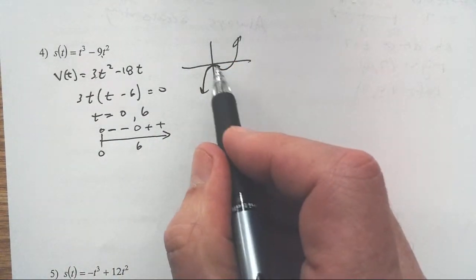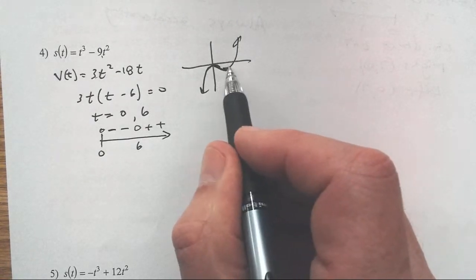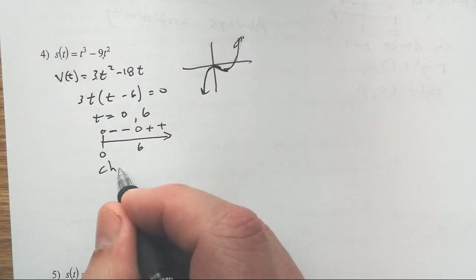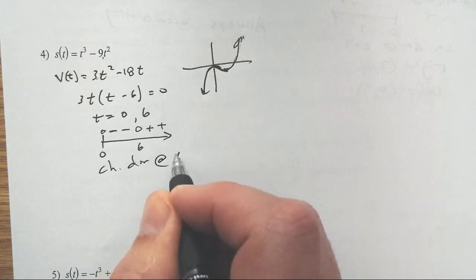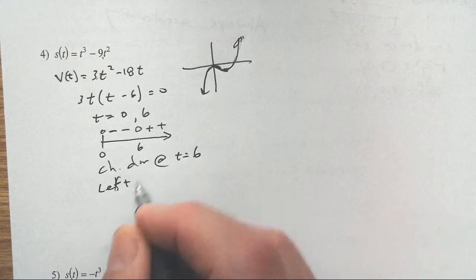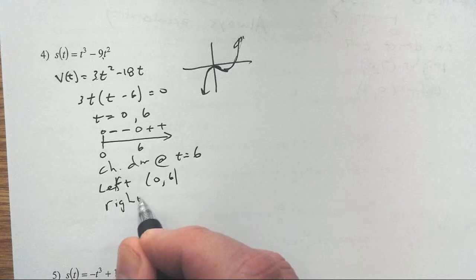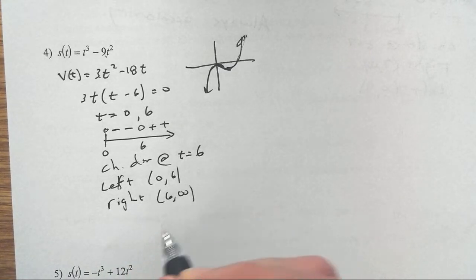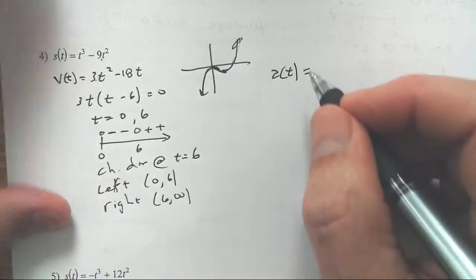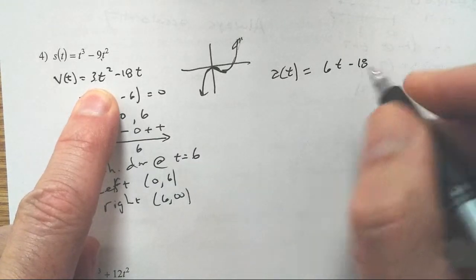Oh, so my squirrel goes left, which is represented by down, reducing position, and then my squirrel goes to the right. So therefore, the squirrel changes directions at t equals 6, moves left from t equals 0 to 6, and moves right from 6 to infinity. And acceleration, the derivative of velocity, is 6t minus 18.